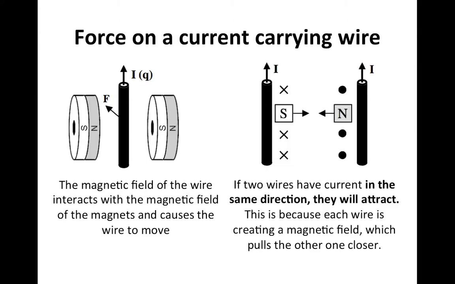Okay? And if two wires have the same current in the same direction, they will also attract because each one is making its own magnetic field. This magnetic field is out of the page and this one is into the page. If you use your right hand rule, you can prove that. Which makes this kind of like a south pole on this side and kind of like a north pole on this side, so they are going to actually pull together and attract.